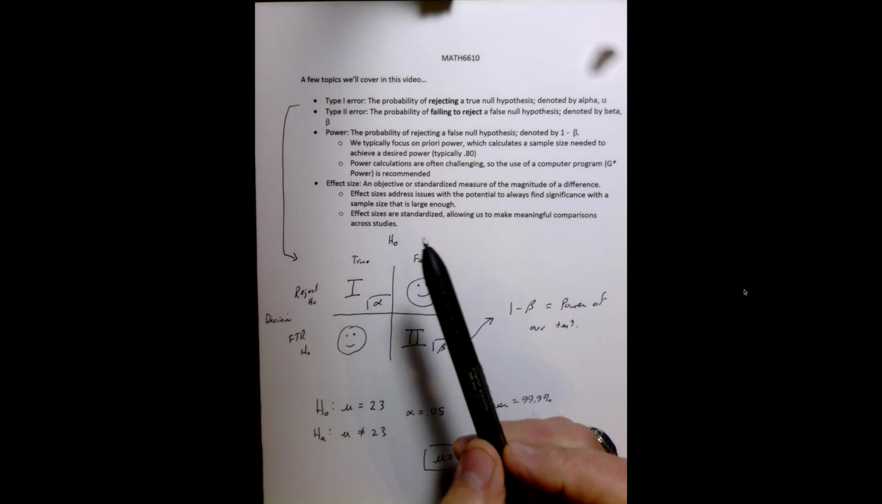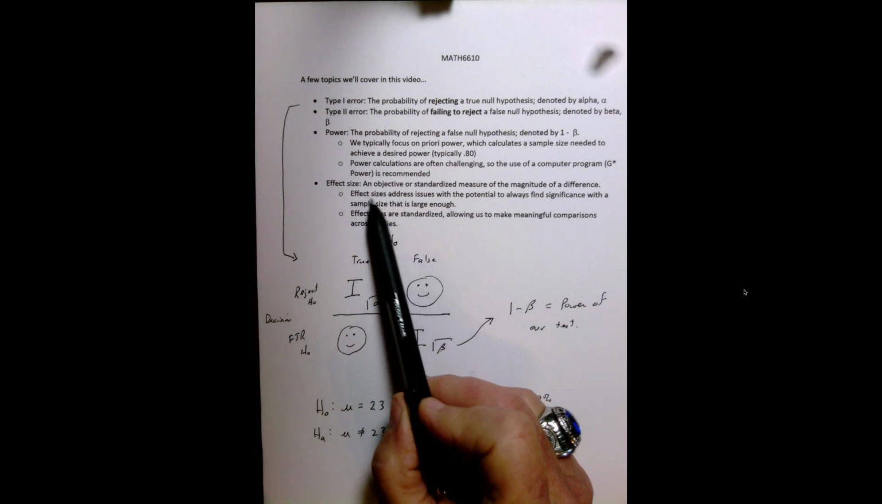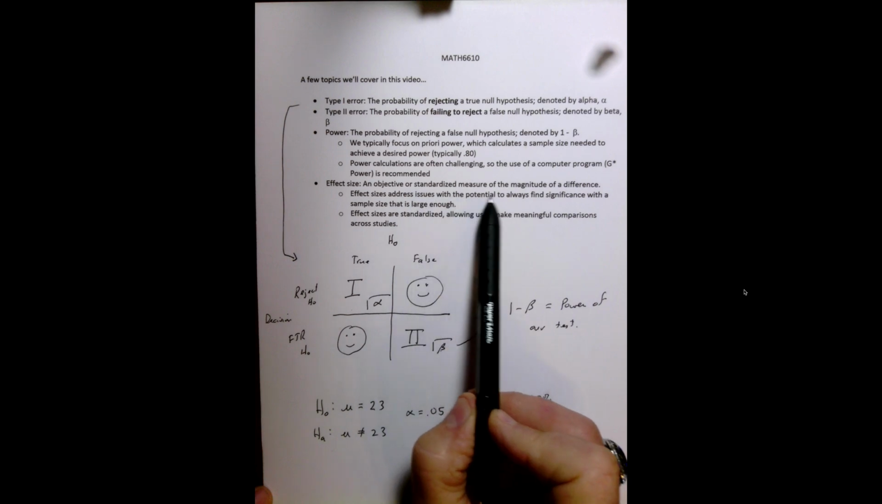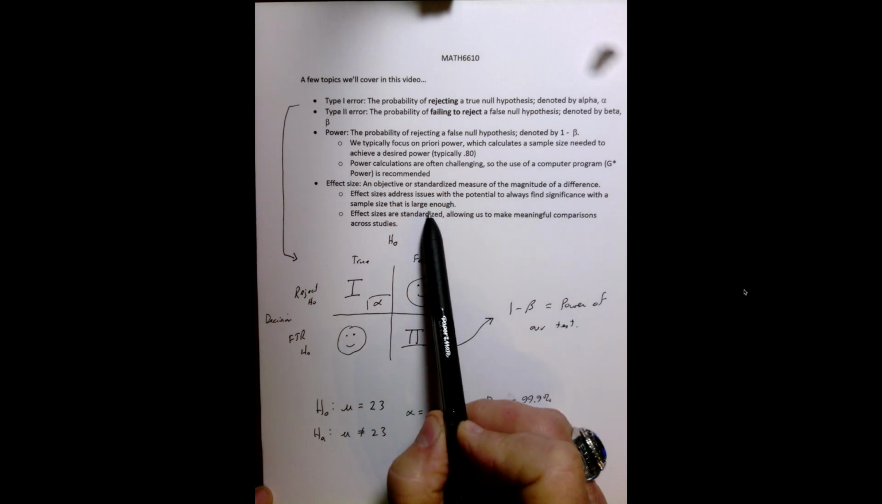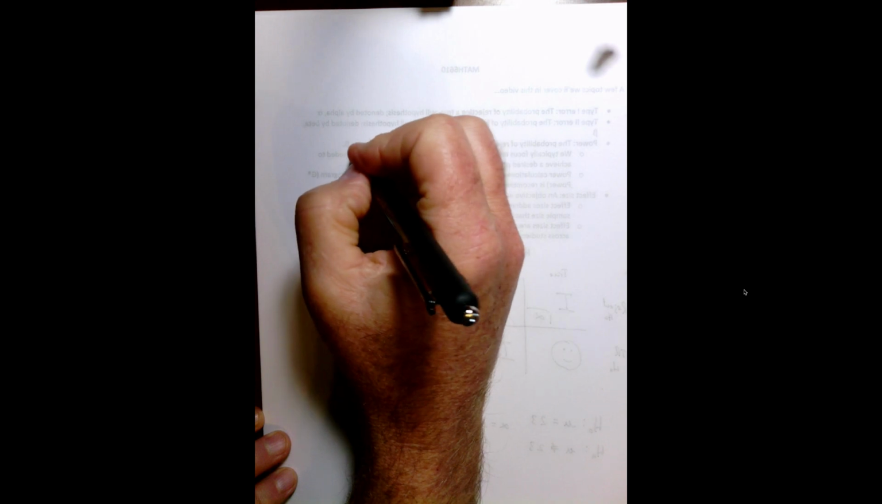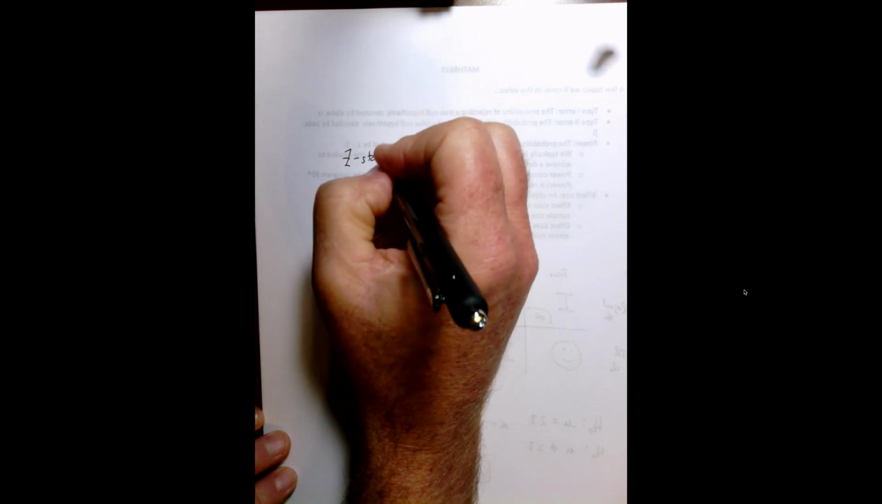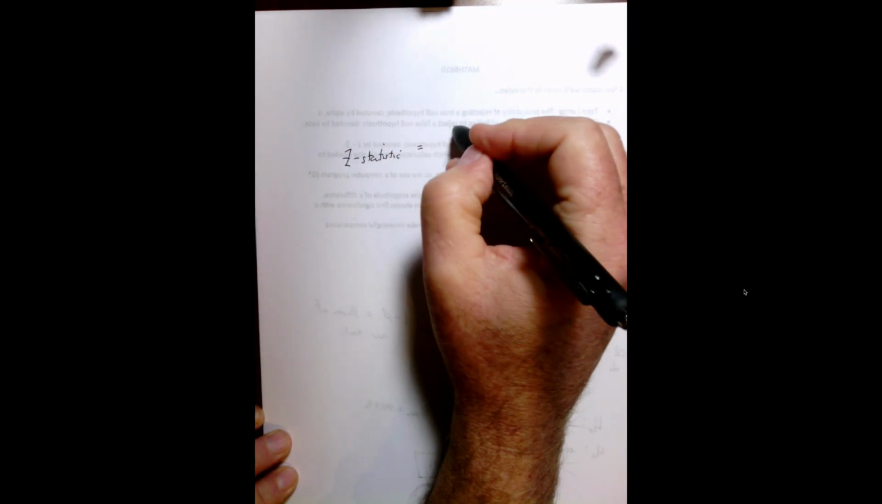Effect size is something else that we need to learn about, and I defined it as an objective or standardized measure of the magnitude of a difference. Now, keep in mind that we can reject anything if our sample size is large enough. So, for example, let's say that we have a test statistic that deals with the z distribution.